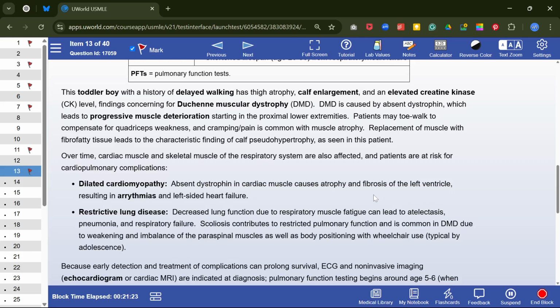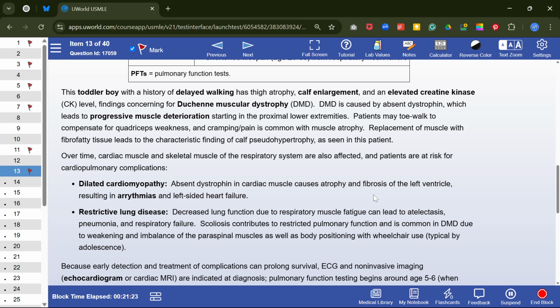Dilated cardiomyopathy: absent dystrophin in the cardiac muscle causes atrophy and fibrosis of the left ventricle, resulting in arrhythmia and left-sided heart failure. Restrictive lung disease: decreased pulmonary function due to respiratory muscle fatigue can lead to atelectasis, pneumonia, and respiratory failure.